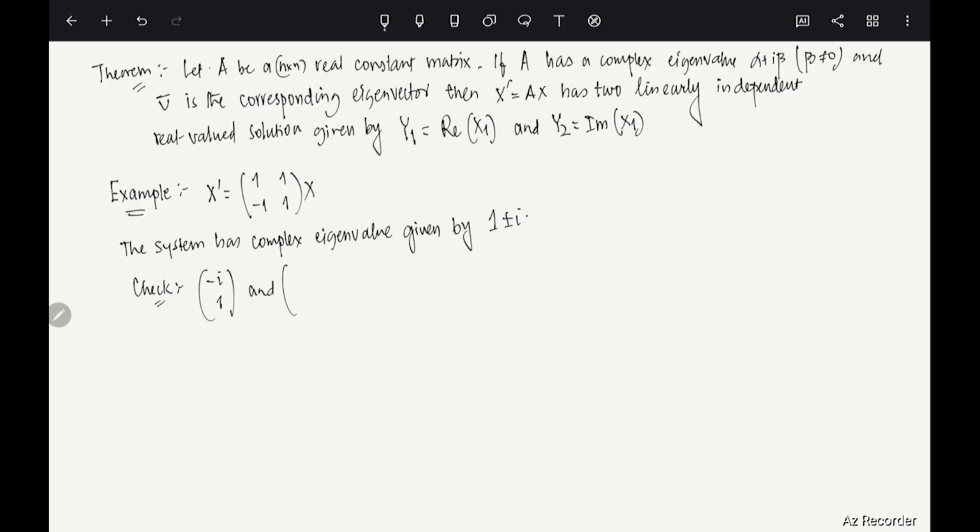For 1 plus i, this is corresponding to lambda equals 1 plus i, and corresponding to lambda 1 minus i, the sign should change. This is corresponding to 1 minus i. So please check this part. I'm not 100% sure this should be the case, but anyway, you do understand the concept, right? Please do this part yourself. These are the corresponding eigenvectors.